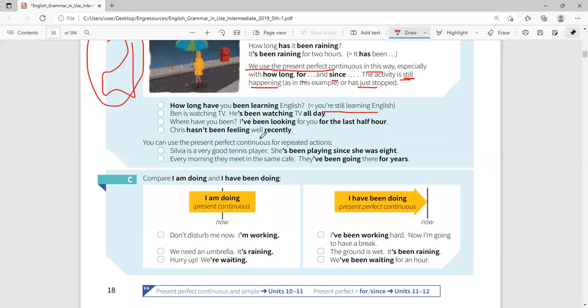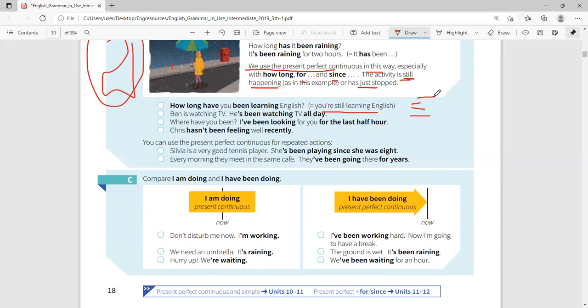Chris has not been feeling well recently. Even up to now, he's coughing. So meaning even the action is still going on. He's still coughing, he's still not feeling well. Yeah. So if you've been sick from Saturday, yesterday, Sunday, today, Monday, and you're still sick, when you meet someone, you can say I'm sick, yes.